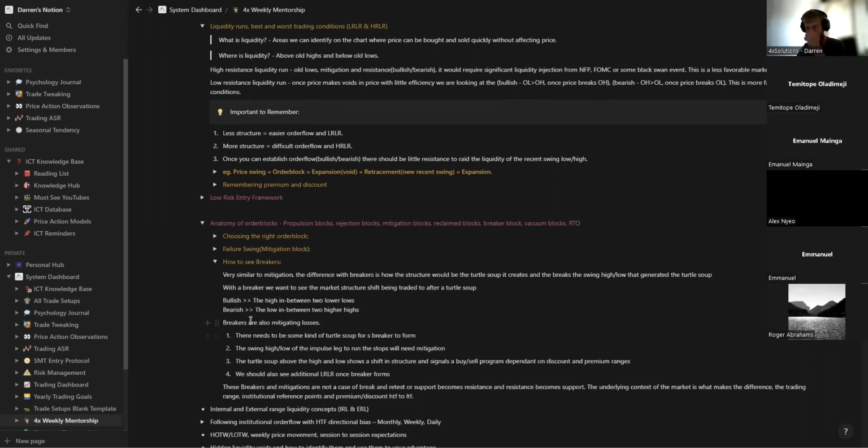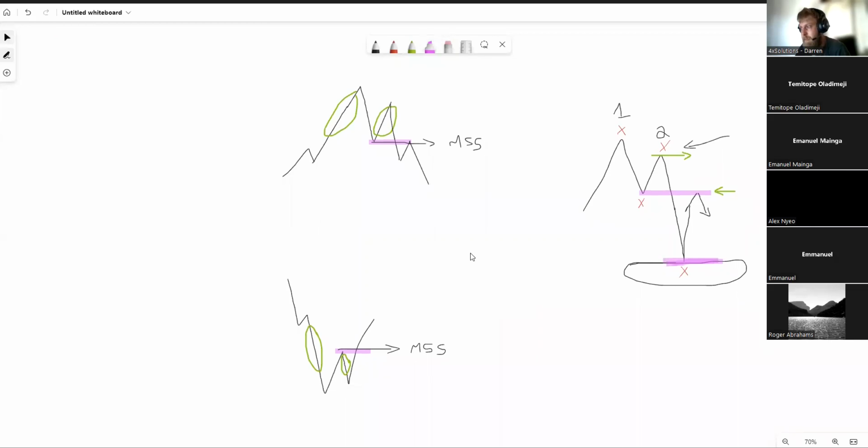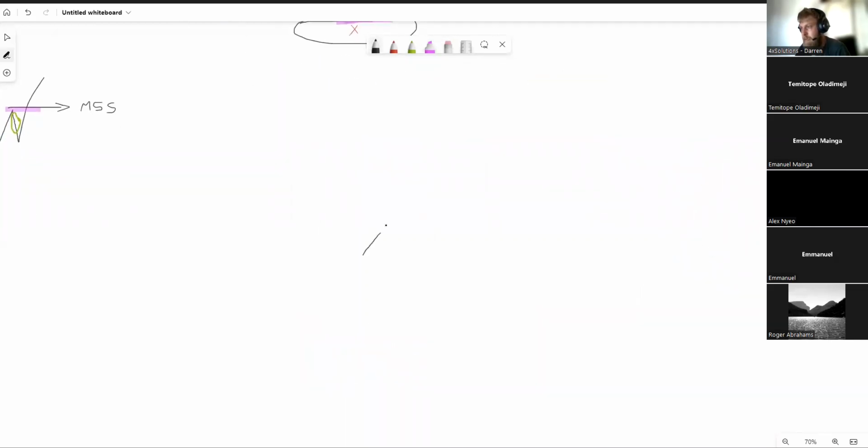How to see breakers. It's very similar to a mitigation. The difference with breakers is how the structure would be: the turtle soup it creates and the break of the swing high generated by the turtle soup. Let's just draw that out quickly. So this would be what it looks like. There's this swing low, and then there's this swing low, and then there's this little guy here.